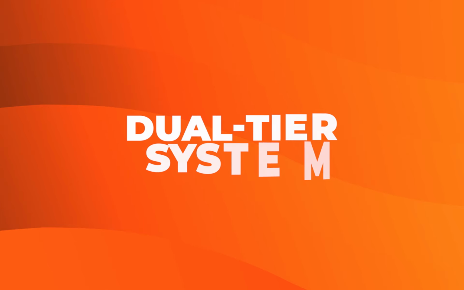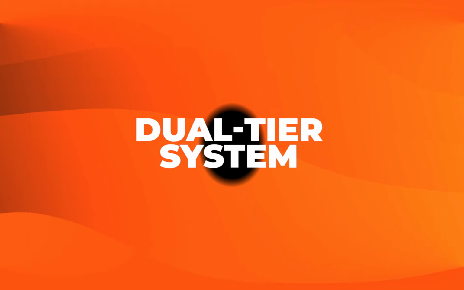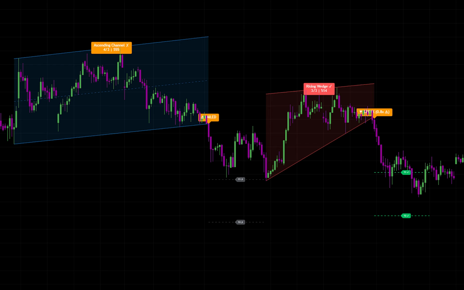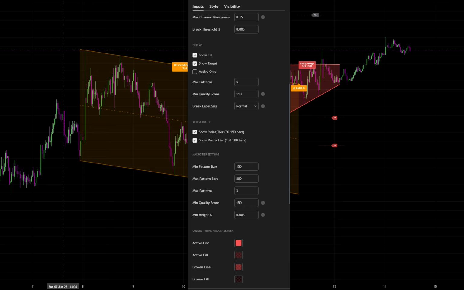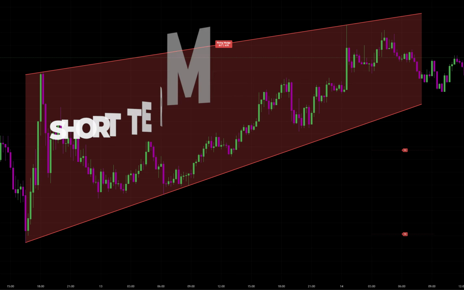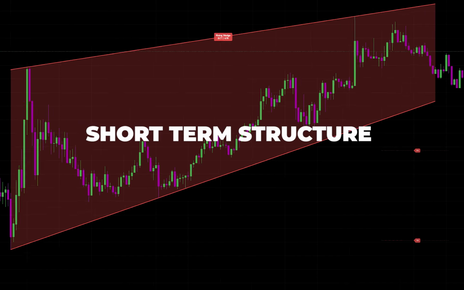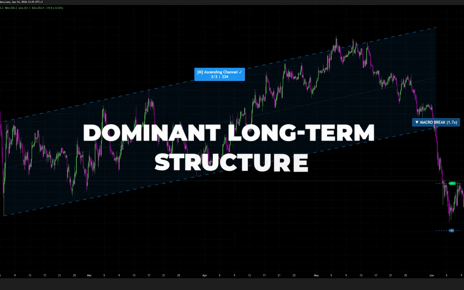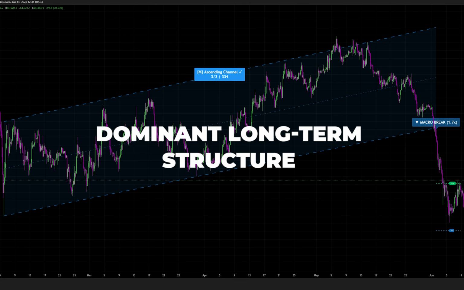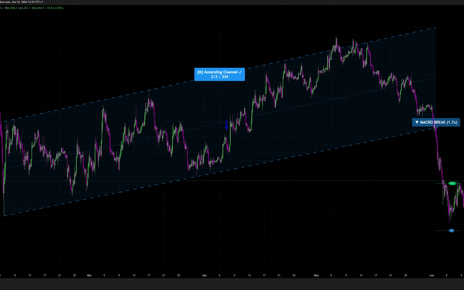Feature number 3, the dual tier system. Now this is the feature no other pattern indicator has. Pattern Confluence Pro runs 2 detection engines simultaneously. The swing tier captures short-term structure forming right now. The macro tier captures dominant, long-term structure that has been developing in the background. The macro patterns are labeled with M, so you always know what you're looking at.